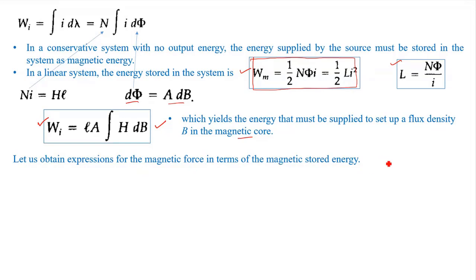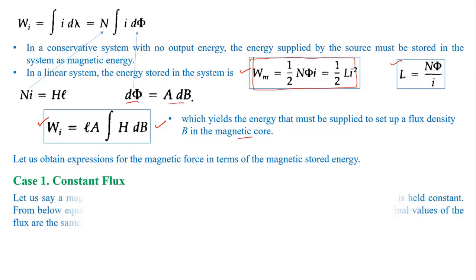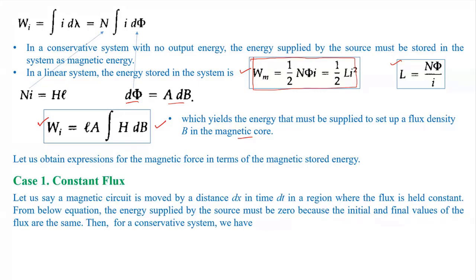Magnetic stored energy is your Wm, right? So now we want to find the expression of force, that is F, in terms of Wm. So let us find it. There are two cases we'll consider here. One case is the constant flux case, and the second case we'll consider is the constant current case.